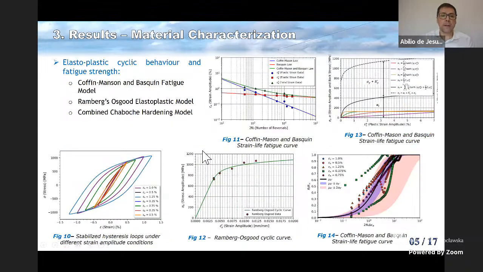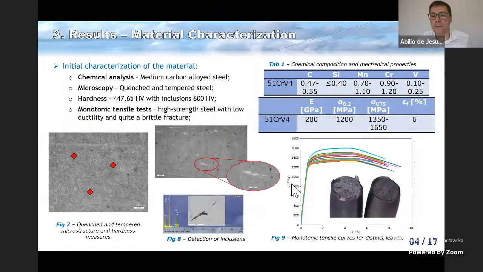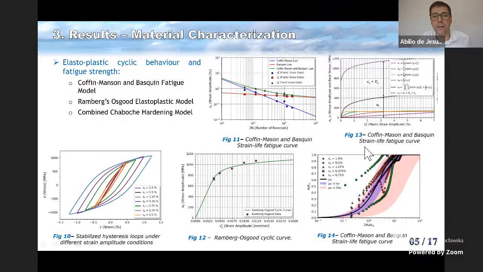Then we start with a more classical characterization of the material. Even though this is spring steel, we can observe some plasticity, some ductility. So we try to cover all fatigue regimes, from low cycle to the very high or gigacycle fatigue regimes.